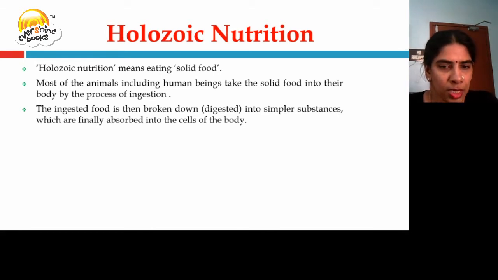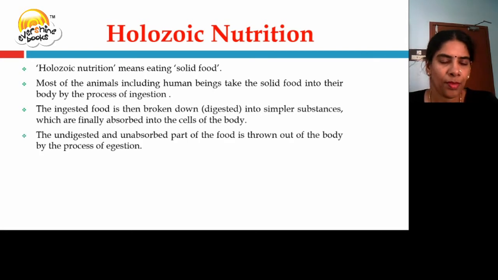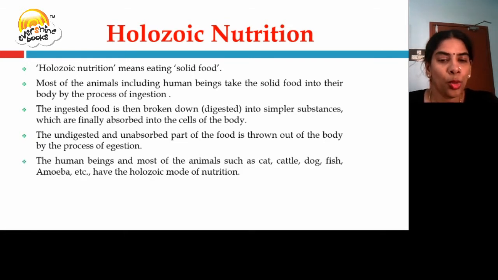After ingestion, the food gets broken down. That is, it gets digested into simpler substances. Why simpler substances? Because it needs to be absorbed by the cells in the body. The undigested and unabsorbed part of the food is thrown out of the body by the process of egestion. Human beings and most of the animals such as cat, cattle, dog, fish, amoeba, etc. follow the Holozoic mode of nutrition.